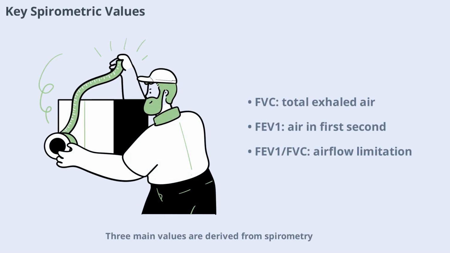Three main values are derived from spirometry: forced vital capacity, FVC, forced expiratory volume in 1 second, FEV1, and the FEV1-FVC ratio. FVC is the total volume of air exhaled after a full inspiration, while FEV1 is the volume exhaled in the first second of this maneuver. The FEV1-FVC ratio helps determine if there is an airflow limitation, which is crucial for diagnosing obstructive and restrictive lung diseases.